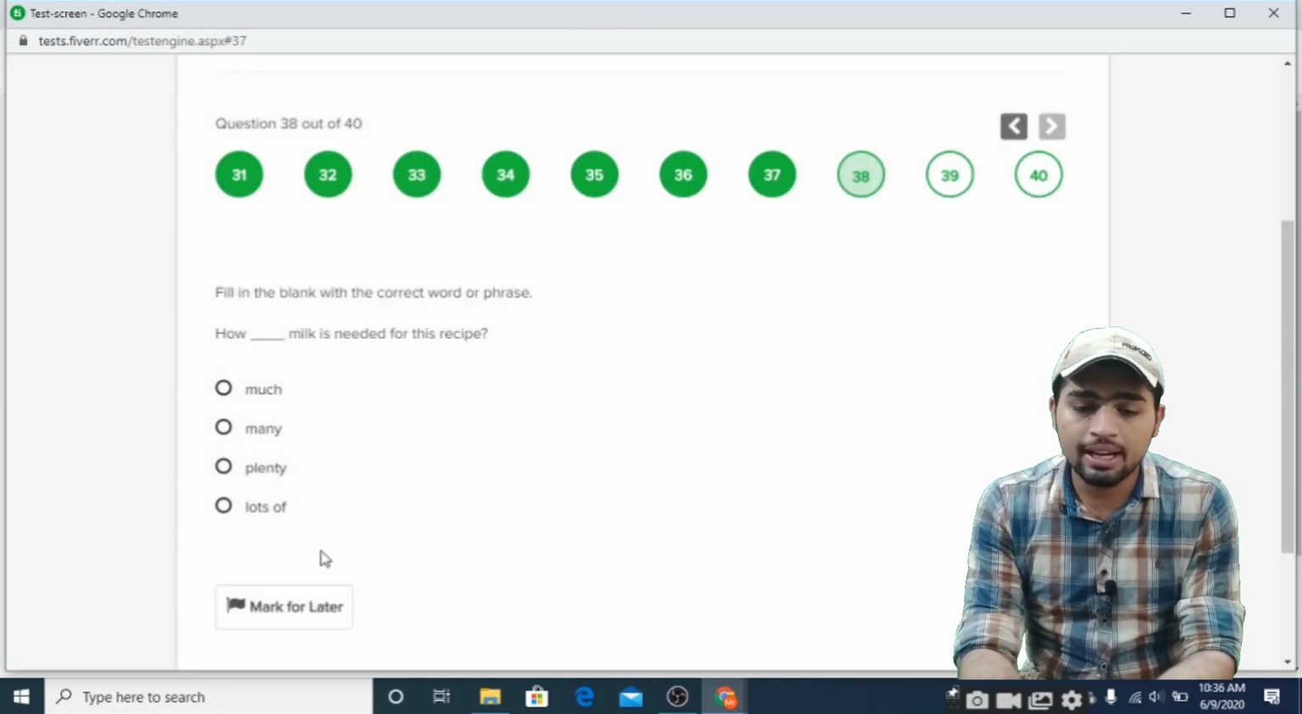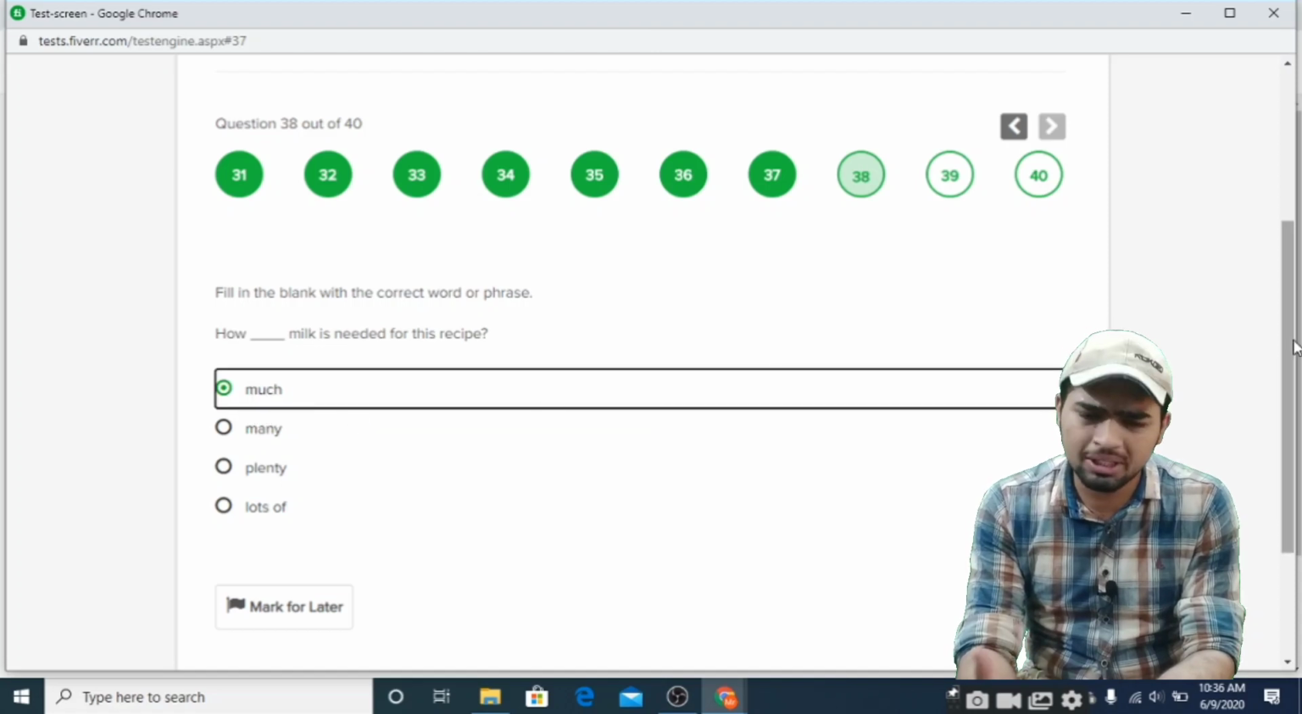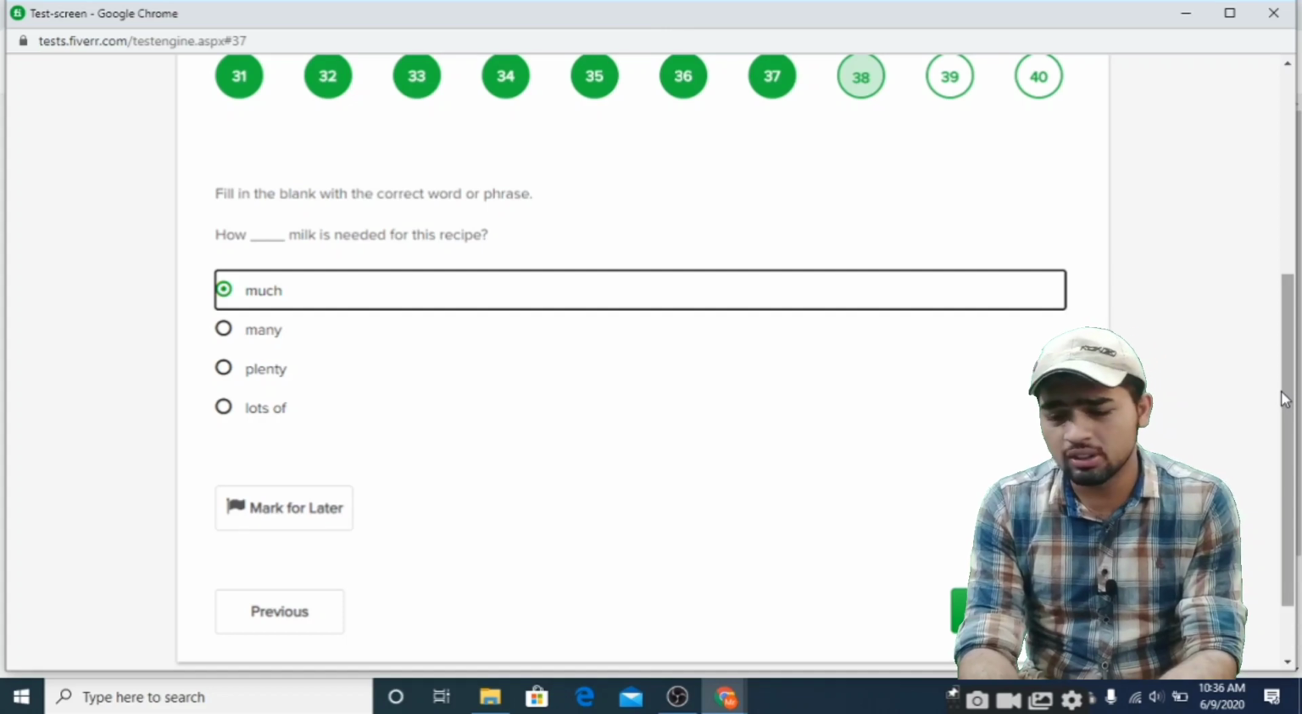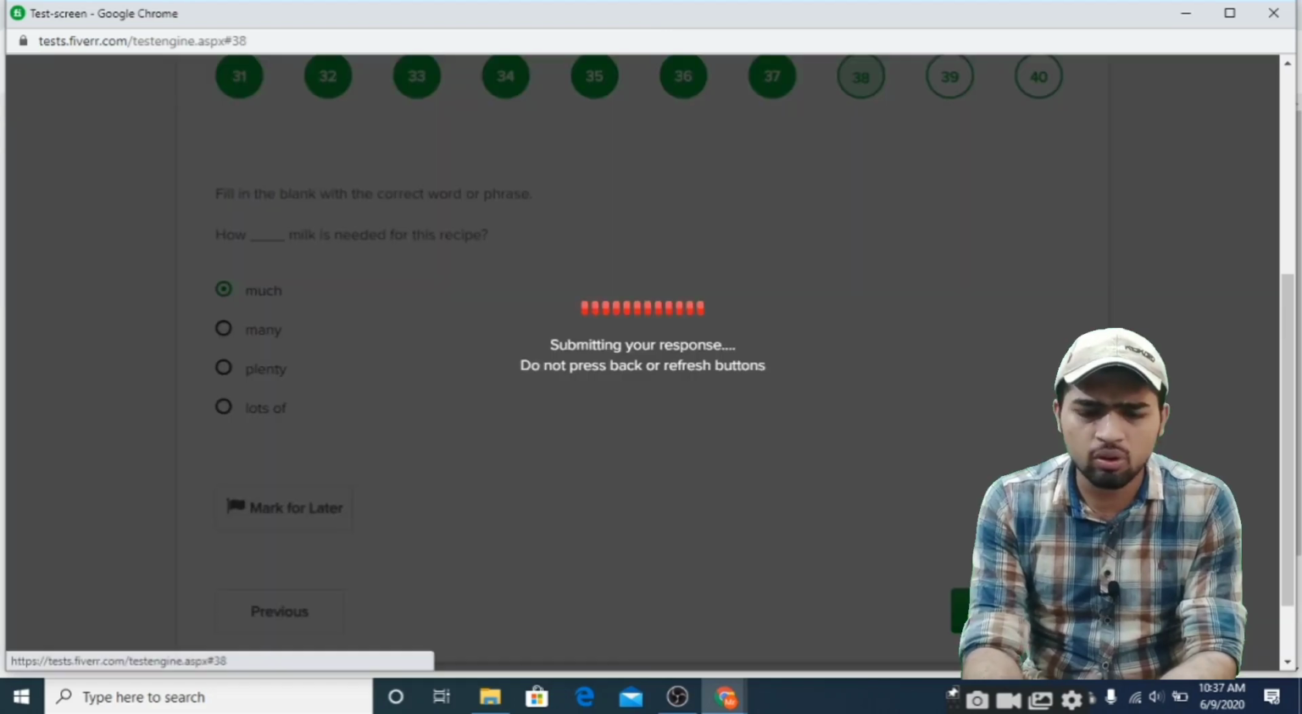Next was fill in the blank with the correct word or phrase. How dash milk is needed for the recipe? How much milk is needed for this recipe? Much is the correct answer, all know. This is so easy. How much milk is needed for this recipe? How many milk, wrong. How plenty milk, wrong. How much is the correct.